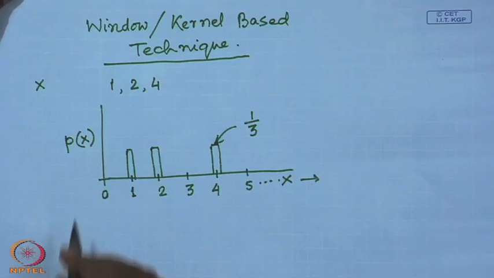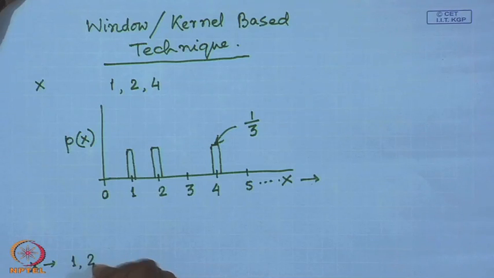Now, I can have situations where I have more than one sample, or more than one instance, of a single value of x. So, I can have a situation something like this, that I have 1 sample of x at location 1, 2 samples or 2 values of x which are 2, and I have 4.